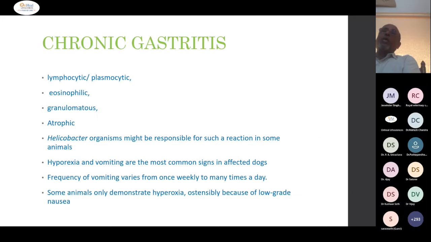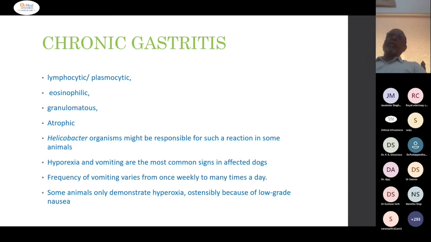Next is chronic gastritis. This is an inflammatory disease of the stomach. It can be lymphocytic, plasmacytic, eosinophilic, granulomatous or atrophic. All these can be a sign of chronic gastritis. The history will be on and off vomiting in the pet which is brought to you. They will say it is vomiting regularly, doctor, once or twice a day or once in 2 days.